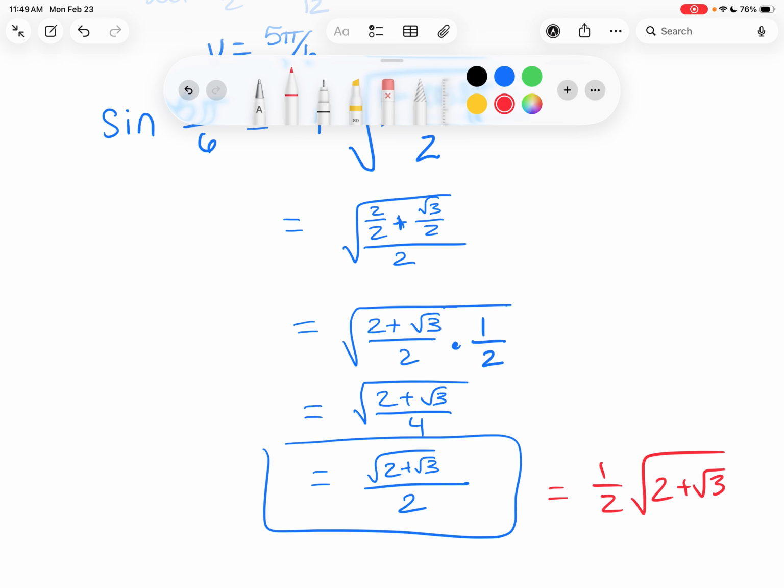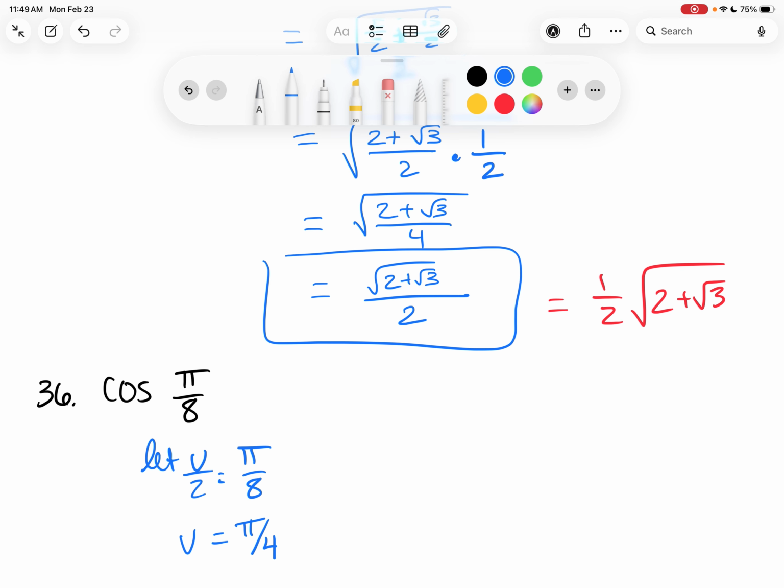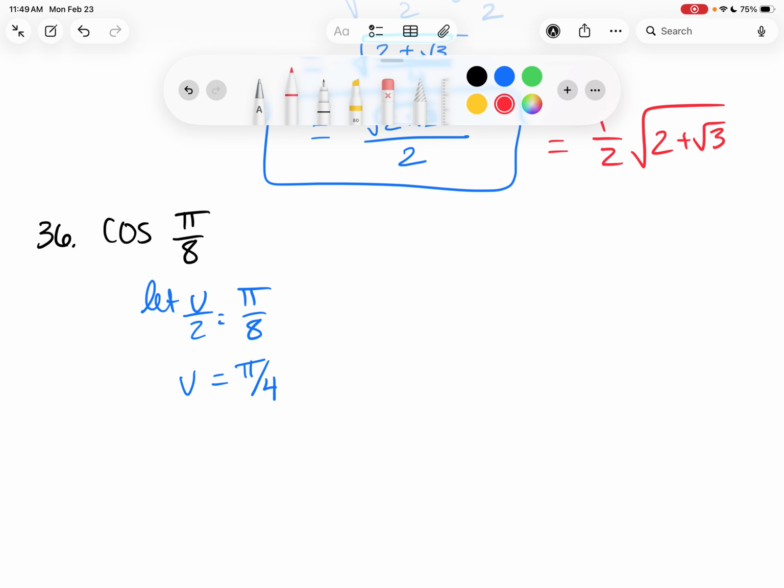And then lastly, let's hit a cosine one, 36. Cosine of pi over 8. So let u over 2 be pi over 8. So u is equal to 2 pi over 8, so pi over 4. Oh, but this one's easy. So then cosine of pi over 4.